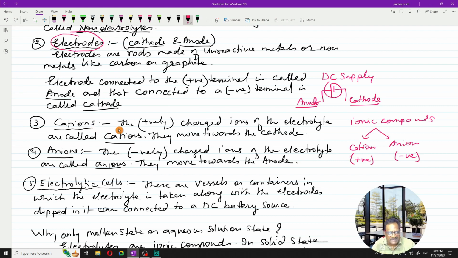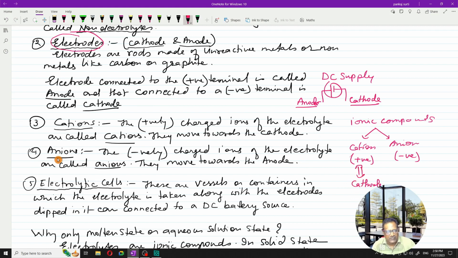So what are cations? The positively charged ions of the electrolyte are called cations, and because they are positively charged, they will always move towards the cathode. Why towards the cathode? Because the cathode is connected to the negative terminal, and this negative terminal will always attract positive charges, and cations are nothing but positive charges. So always cations will be attracted towards the cathode.